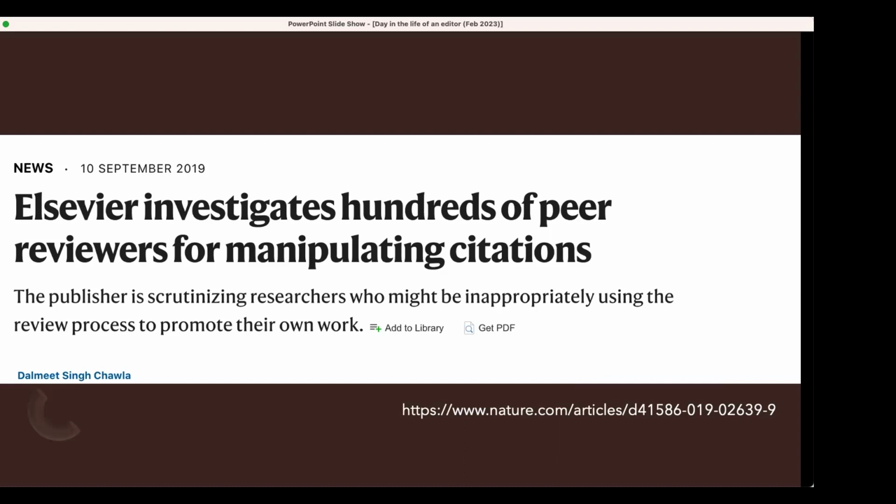Elsevier was investigating hundreds of peer reviewers for manipulating citations, and that could be a huge challenge. As a reviewer, sometimes you think, hey, I have work in that exact space and it would benefit me if the paper cited my work, and so I start suggesting citations. We have to be very careful here, right? Because you are in a position where you're trying to influence the authors, particularly since they're trying to get their papers accepted, saying, hey, if you cite my work, then somehow I'm going to give you a better review. I think we need to protect against that.